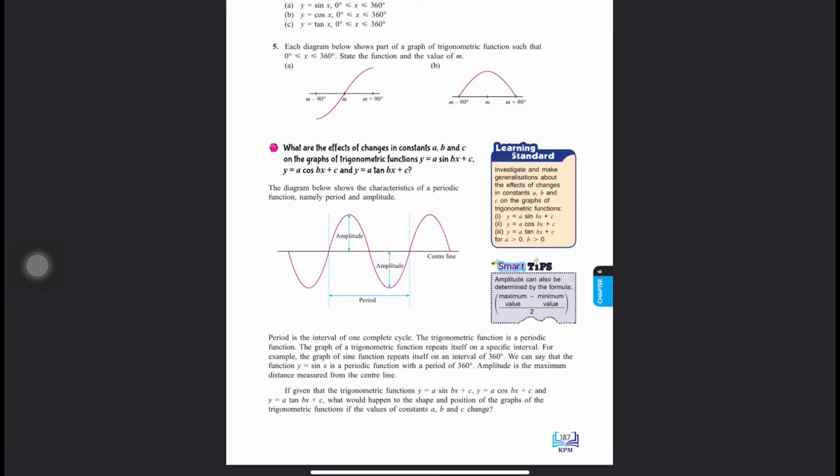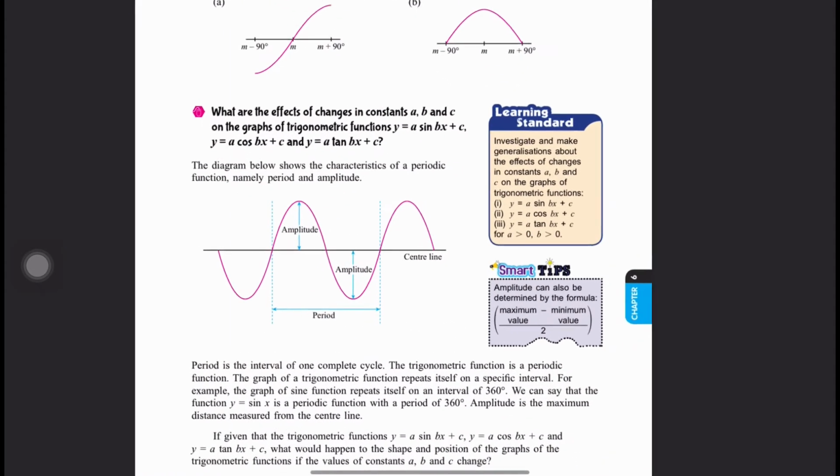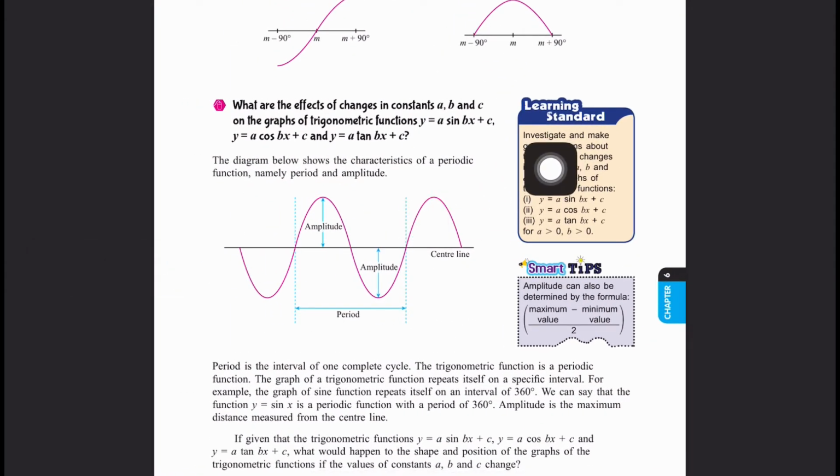Okay, now let's continue with the next learning standard. Investigate and make generalization about the effect of changes in constant A, B, and C on the graph of trigonometric function. So we have three general equations over here. The first one is y equals a sin bx plus c, y equals a cos bx plus c, and number 3, y equals a tangent bx plus c, for a more than 0 and b more than 0.